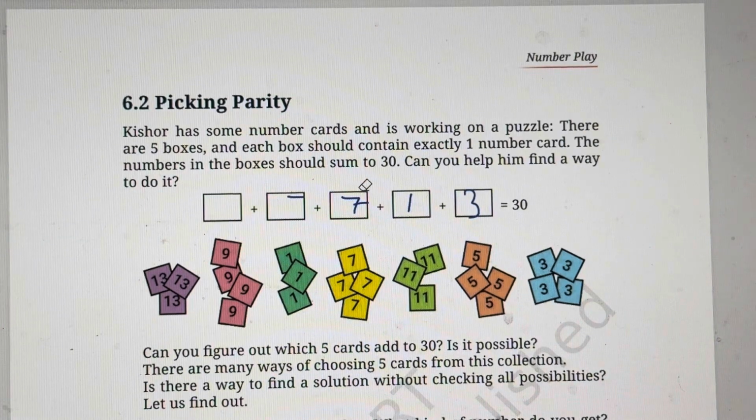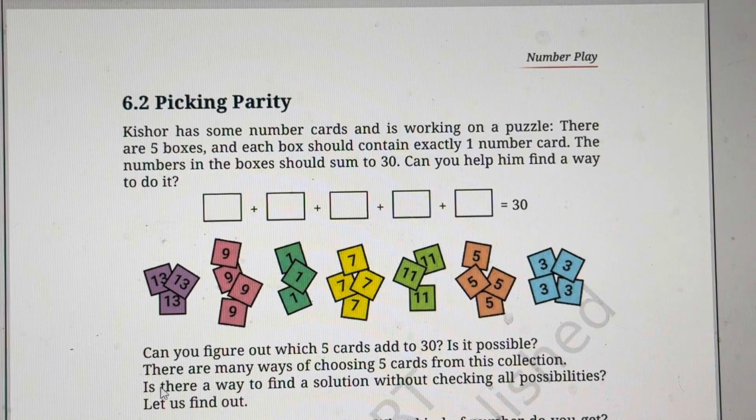Right? So nothing is working over here. You can try other combinations of numbers also. Now, can you figure out which 5 cards add to 30? Is it possible? So, whatever we tried just now, it is not possible. Right? Now, why is this happening? There are many ways of choosing 5 cards from this collection, so you can try many different ways. I showed you 2-3 ways, but nothing is adding up to 30.